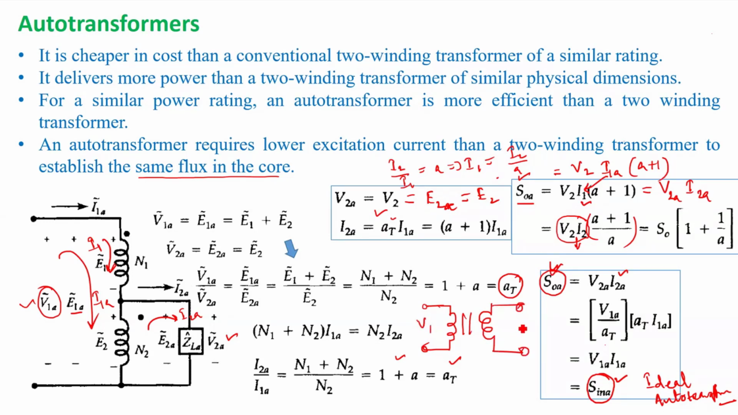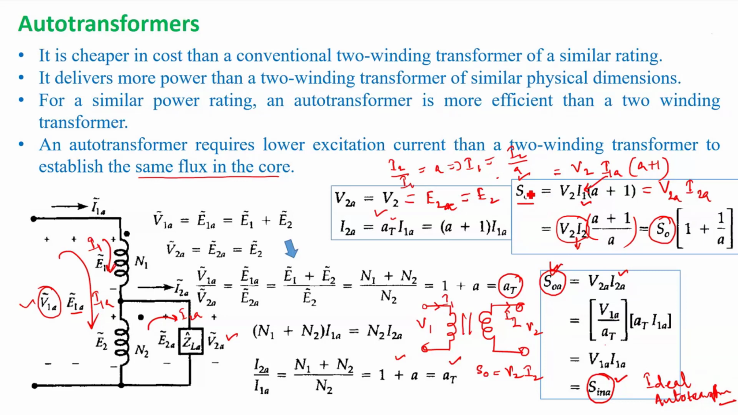This is your V1, V2, I1, I2. So then the apparent power output of the two winding transformer will be V2, I2, right? This is your I2. So therefore, instead of V2 I2, I can write SO, which is the apparent power of the two winding transformer, right?